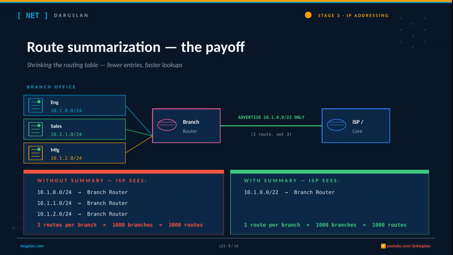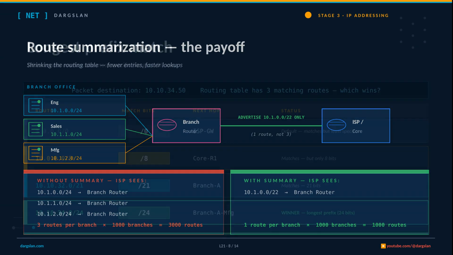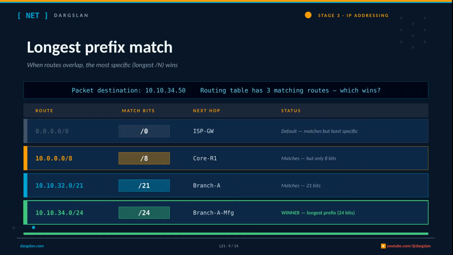Scale that across 1,000 branches, and you've cut 3,000 routes down to 1,000. Same reachability, a third of the table. But summarization raises an obvious question. If a router has multiple routes that all match the same destination, how does it pick one? The answer is longest prefix match.